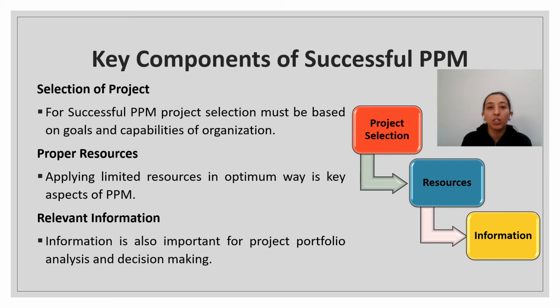Project selection, resources, and information are the main components which contribute to the success of PPM. Project selection. Choosing and initiating projects based on organizational capabilities and goals is the key to project portfolio management success. It is essential that managers have a systematic decision process and method for doing so. It is a good idea to gather a project inventory for current projects to get an idea of where to start.